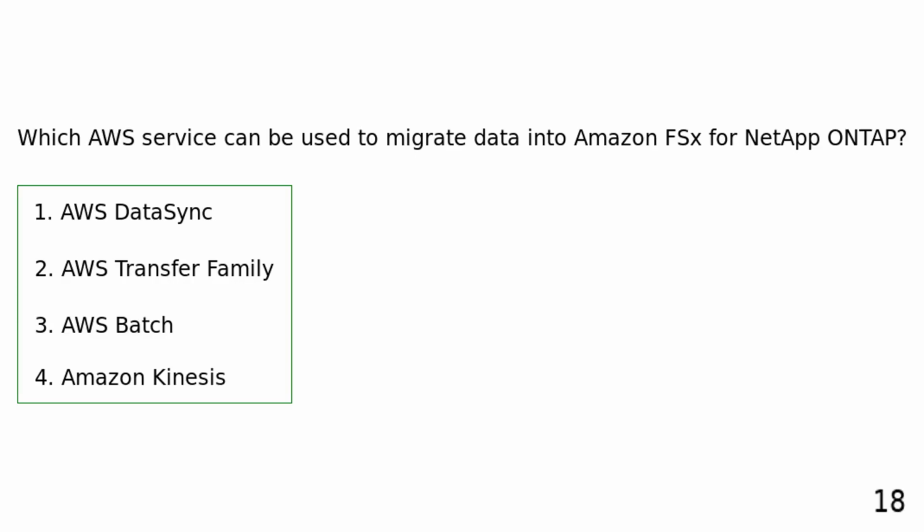Which AWS service can be used to migrate data into Amazon FSx for NetApp ONTAP? AWS DataSync. AWS Transfer Family. AWS Batch. Amazon Kinesis.